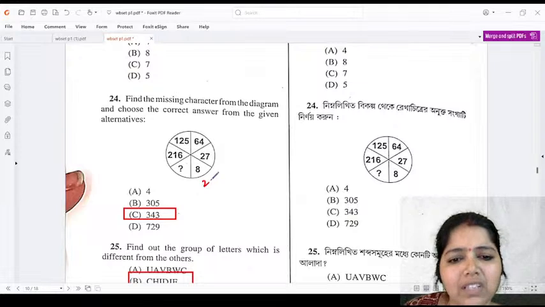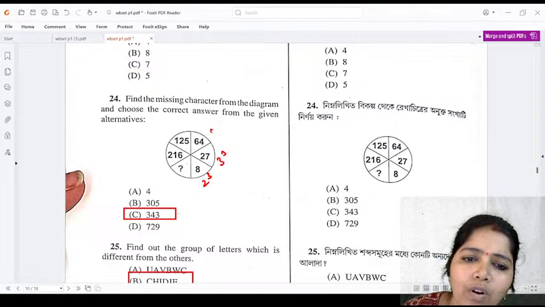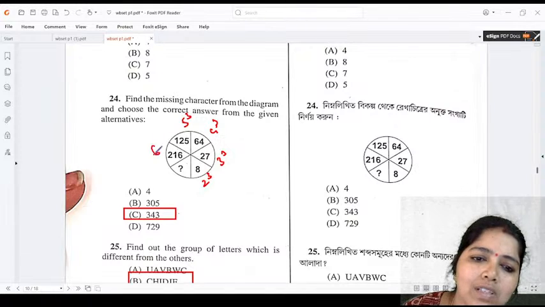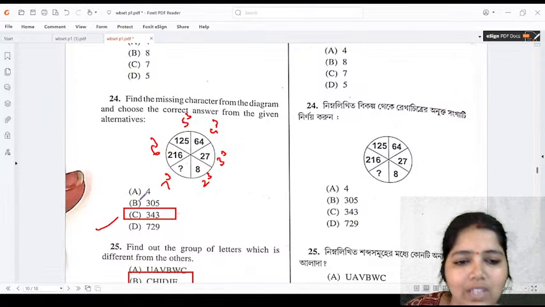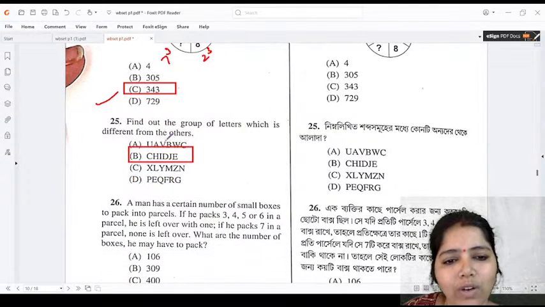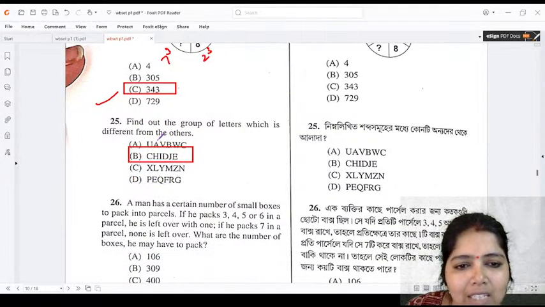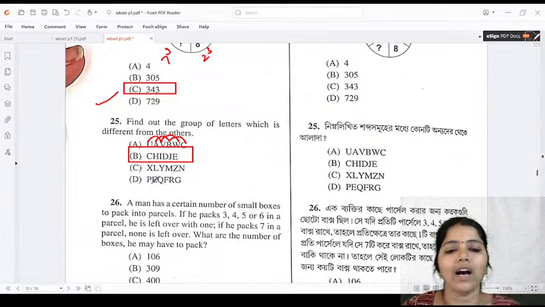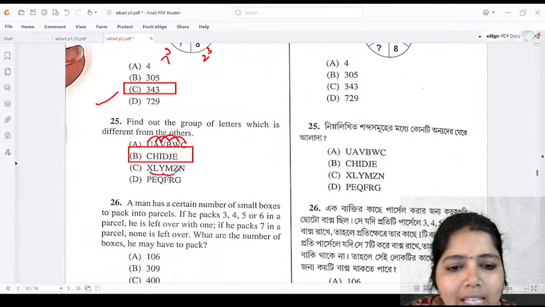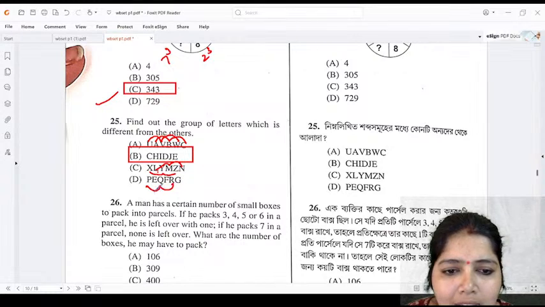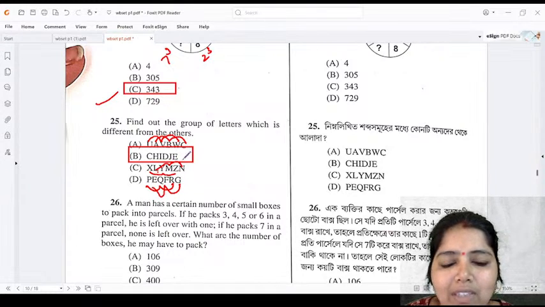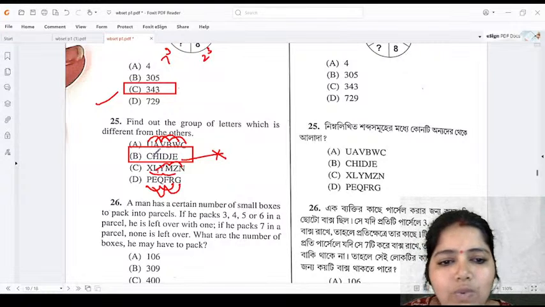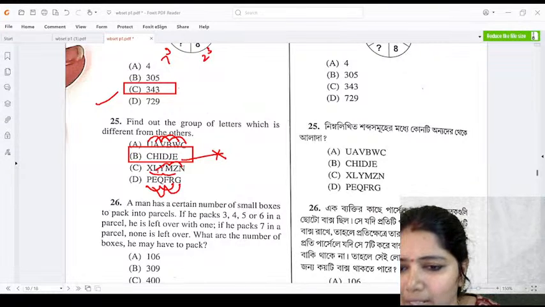This is very simple. This is 2 cube, 3 cube, 4 cube, 5 cube, 6 cube, and 7 cube, which is 343. Simple. And this is what we have done, right? Just see A, B, C, U, V, W. That's a sequence, right? If I take C, X, Y, Z, and then L, M, N, that's a sequence. P, Q, R is a sequence, E, F, G is a sequence. But this one has no sequence. So this will be the answer.